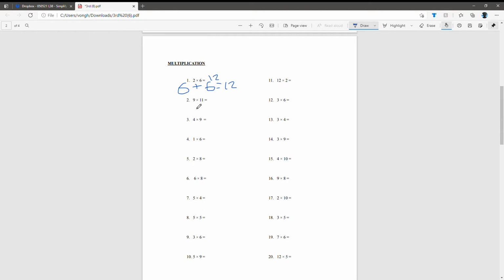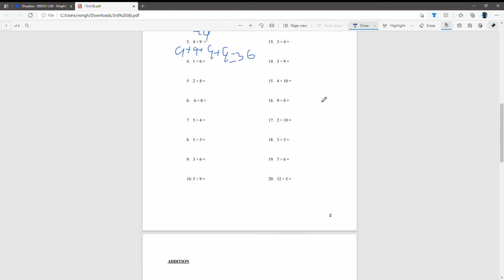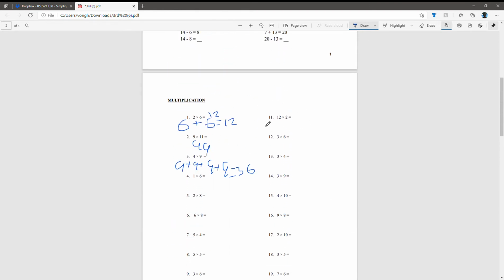For here, we have 9 times 11. Whenever you have a number times 11, you just write that number twice like this: 99. And the answer to 9 times 11 is 99. That's how you memorize it. 4 times 9, you just have to memorize it as 36, or you can add them up: 9 plus 9 plus 9 plus 9. When you add them all up, you should get 36. This one's pretty straightforward: 1 times anything is the same number. Yeah, that's how you do these problems here.